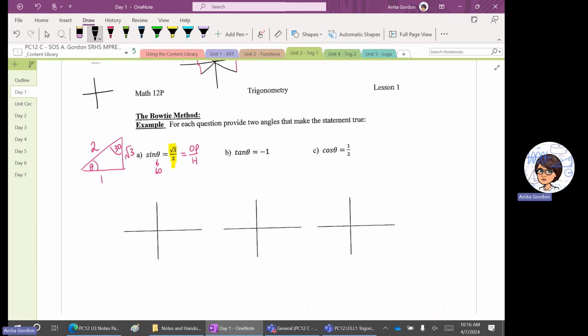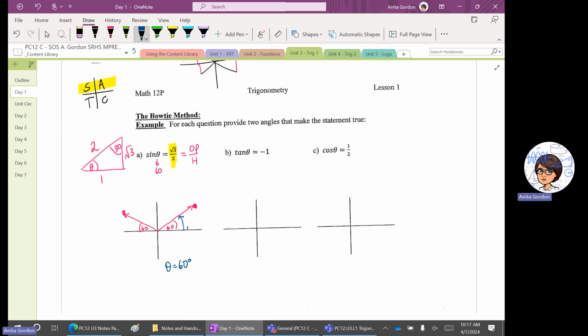Where is sine positive? C-A-S-T. So sine is positive in the top half of my grid. So I'm going to use my reference angle and say 60 degrees here, 60 degrees here. This is where sine is positive, and the ratio will give me √3/2. And the way that I'm going to write it in standard form is by measuring both angles from the positive line. So option number 1, theta is 60 degrees.